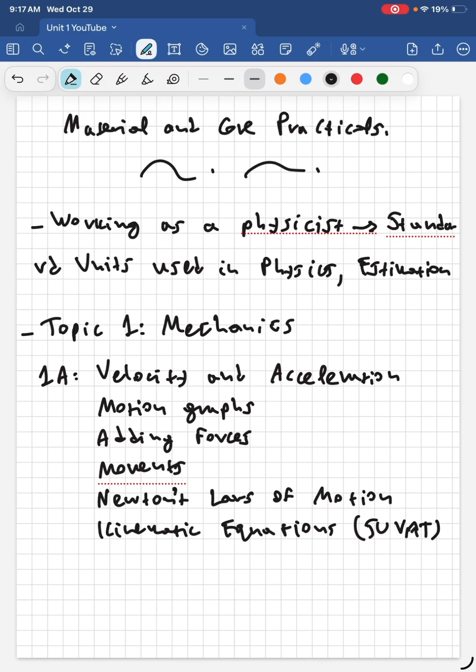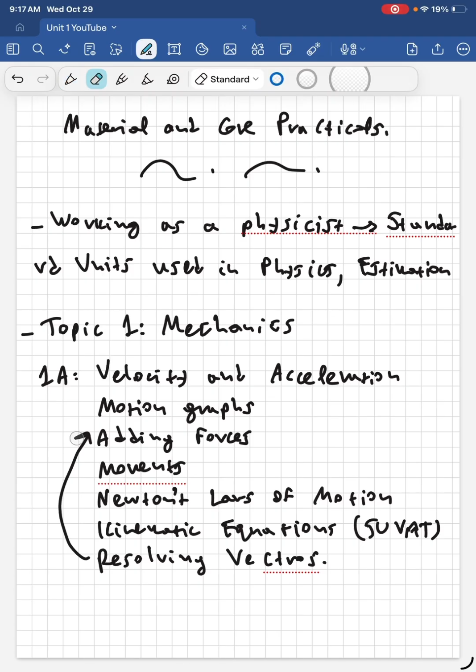The next topic will be resolving vectors, which is kind of tied to adding forces. Adding forces and resolving vectors are not the same, but they are related, because force is a vector, but so are velocity, momentum, and other things like that. So resolving vectors. And the last topic is projectiles.